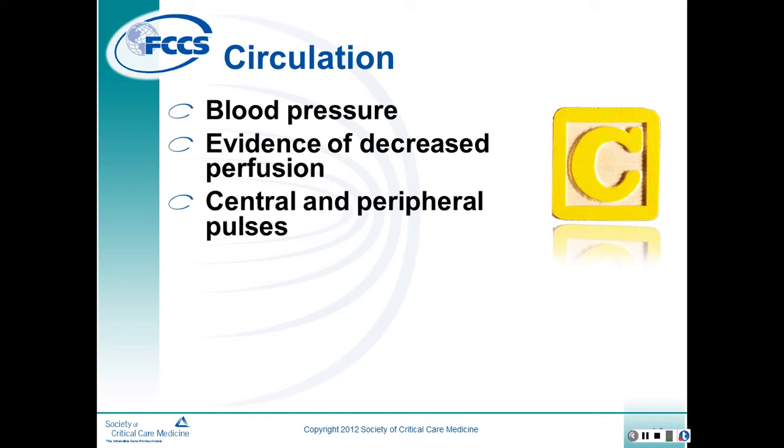Central and peripheral pulses. Generally, if you have a central pulse, you generally have a blood pressure of at least 60 systolic. Okay. You may lose a peripheral, okay? But if you have a central, you normally have a systolic of at least 60.